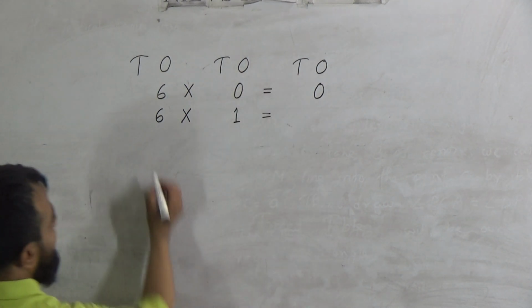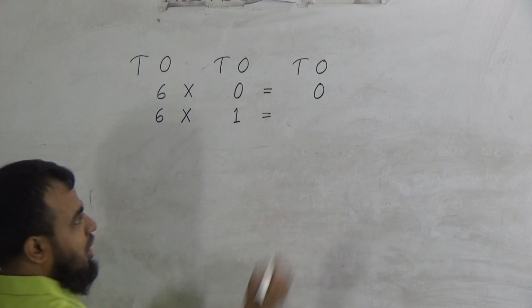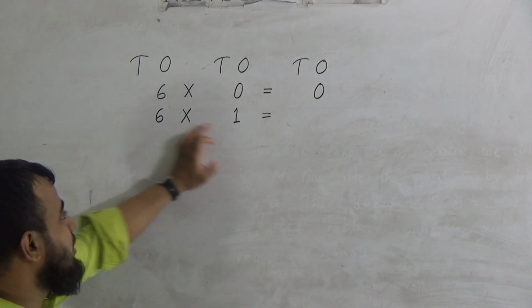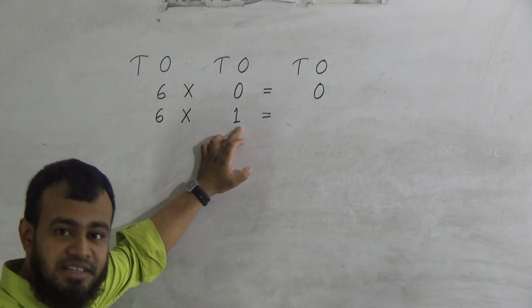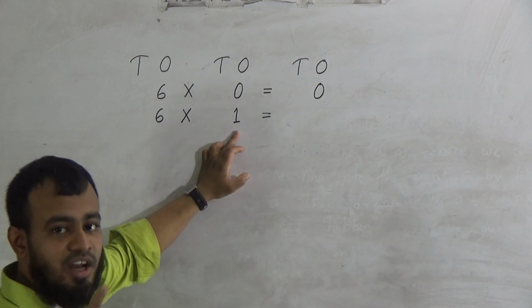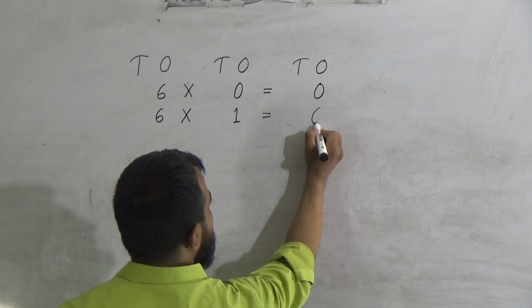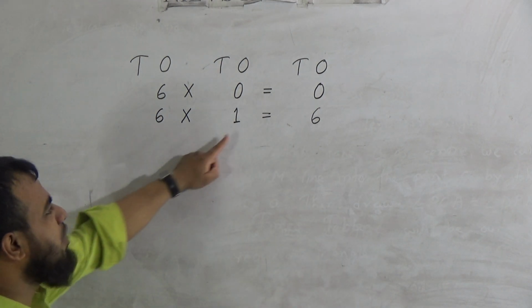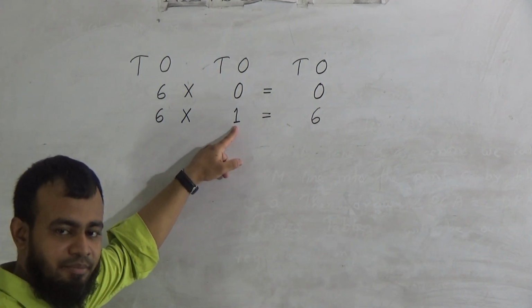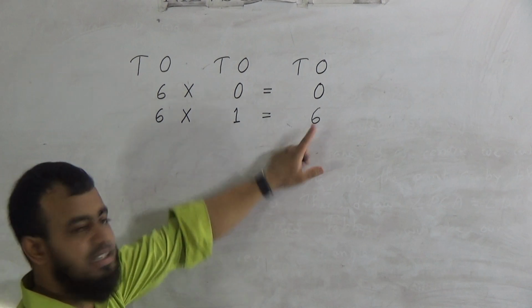After that, 6 ones are how much? This means 6 multiplication 1. This means in the times table 6 ones are how much? 6 ones are 6, because when we multiply any number by 1 we get that number back again. So 6 ones are 6.